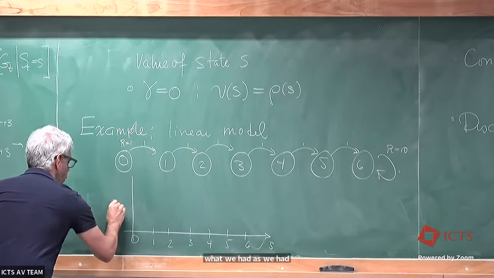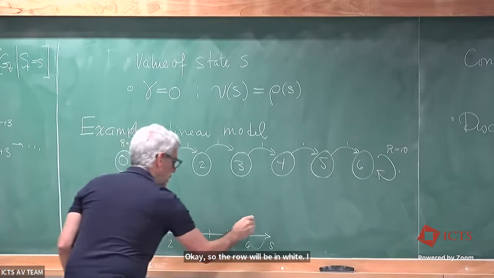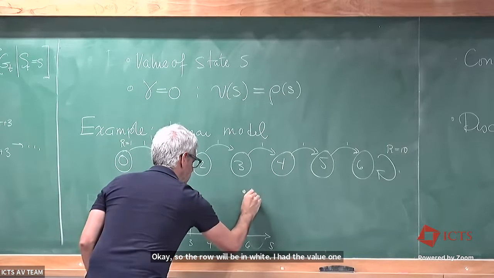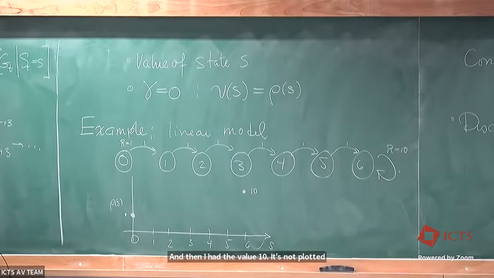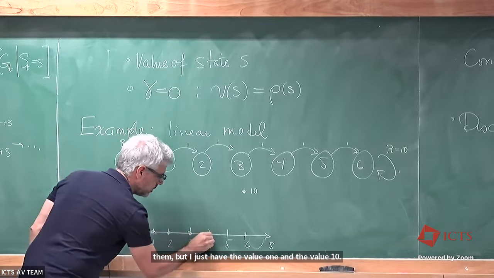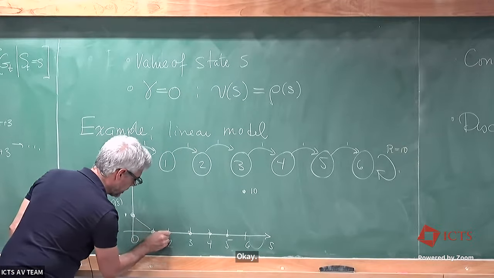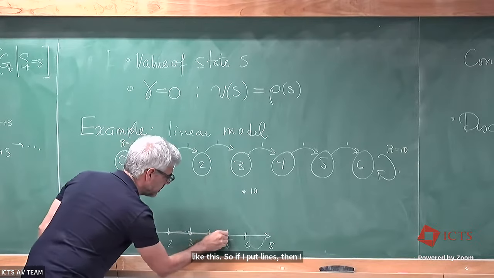Okay, so the rho will be in white. I had the value 1, and then I had the value 10. It's not plotted to scale, but I just have the value 1 and the value 10, right? And I had zeros like this. So if I put lines, then I have something like this.